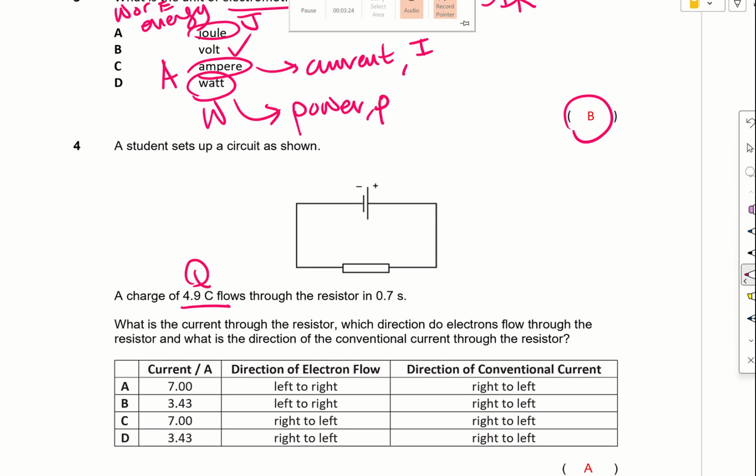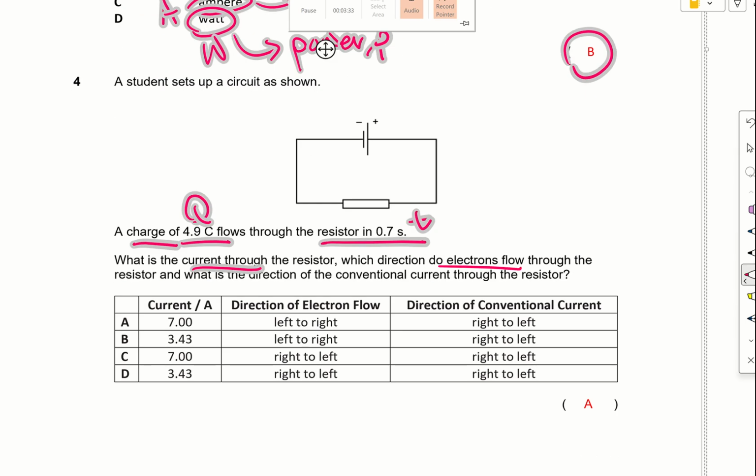A student sets out a circuit as shown, a charge of 4.9 coulomb. So this is my Q, because it's charge, flows through the resistor in 0.7 seconds. So this is the time. What is the current through the resistor? Which direction do the electrons flow through? And what is the direction of the conventional current?